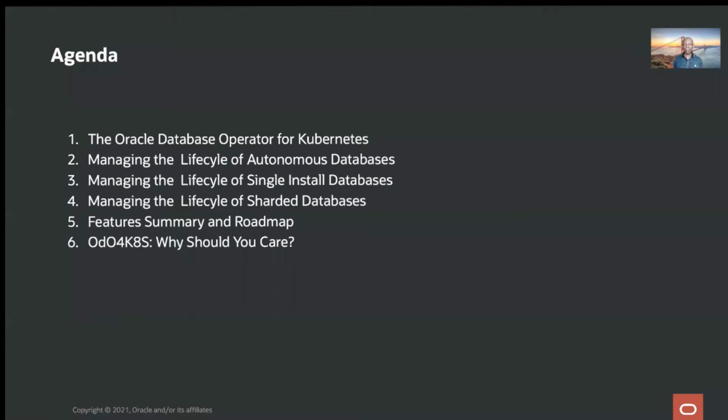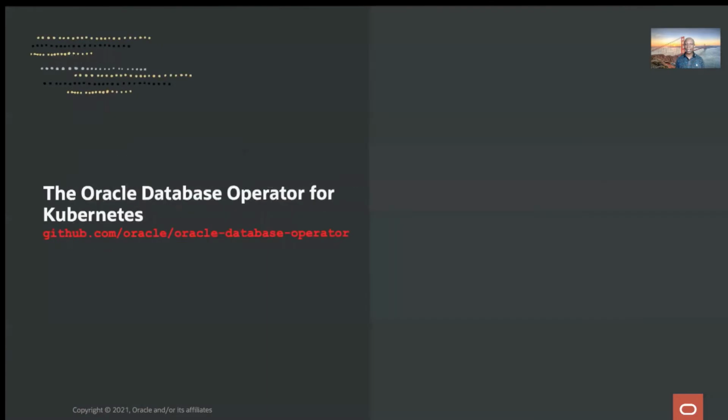Here is the agenda. We will briefly describe what the Oracle Database Operator for Kubernetes is. Then we will walk you through different database configurations managed by the operator. Then we'll talk about our features summary and a roadmap. What do we have ahead? And then answer the ultimate question, which is, why should you care? You can get the operator on this GitHub repository.